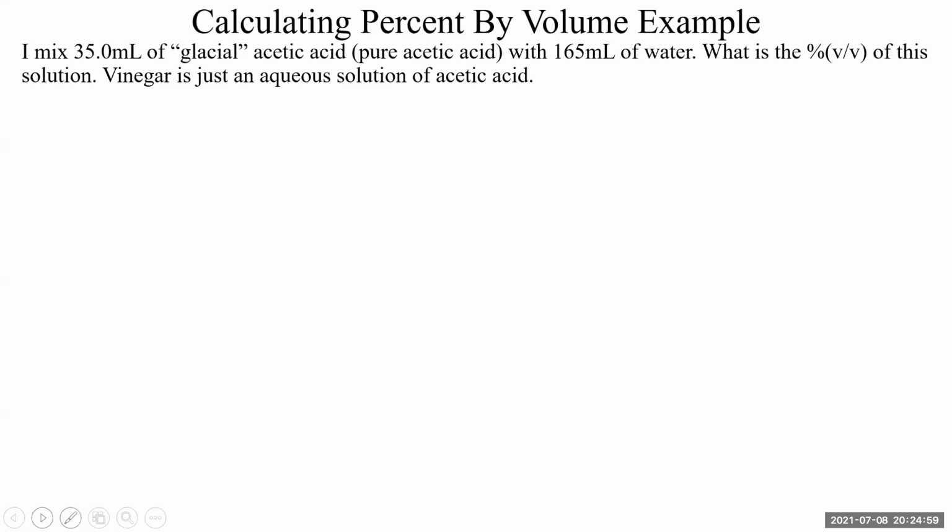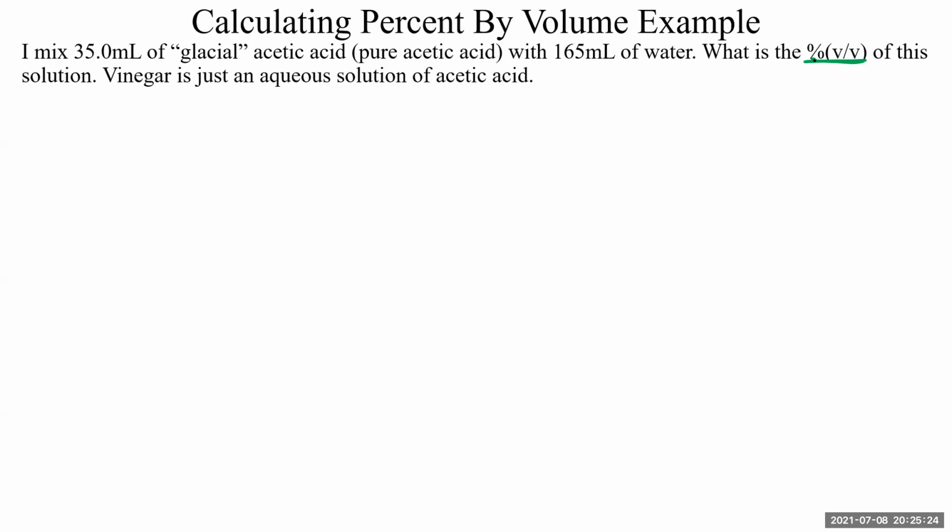Calculating percent by volume. So percent V over V, often shorthanded V over V percent. Okay, so this is going to seem like a very easy example now. But there's something critical to remember about these. When you're doing percentages, remember the bottom number, the denominator, is the total of the volume of the solute and the solvent. Extremely easy to forget.